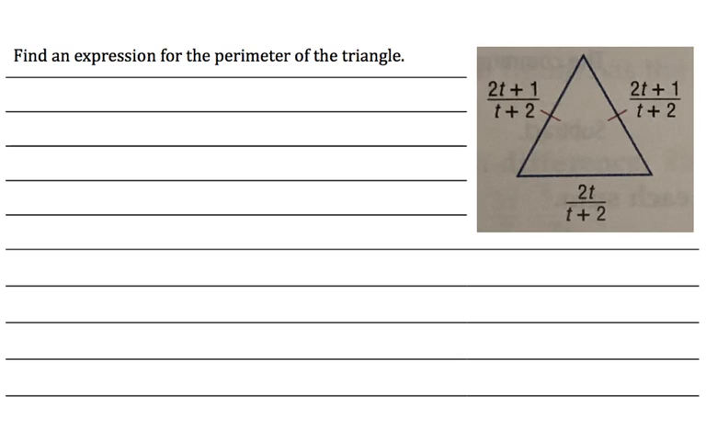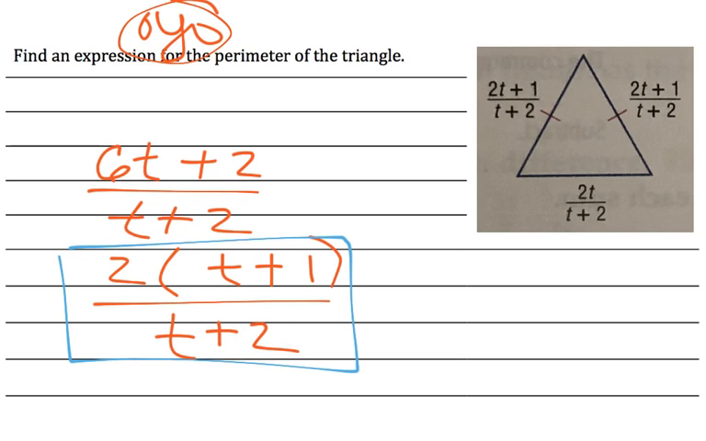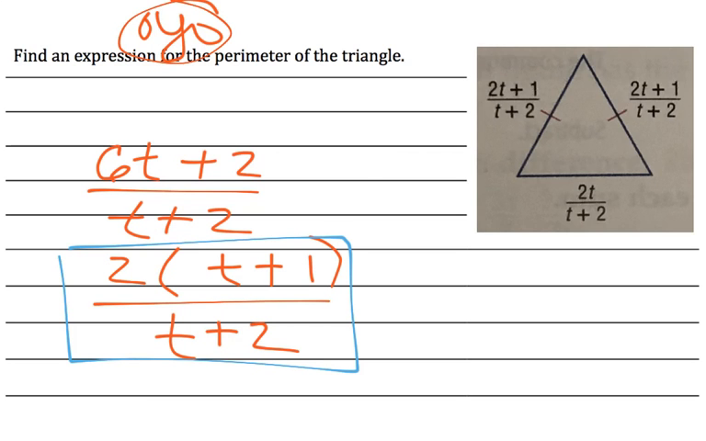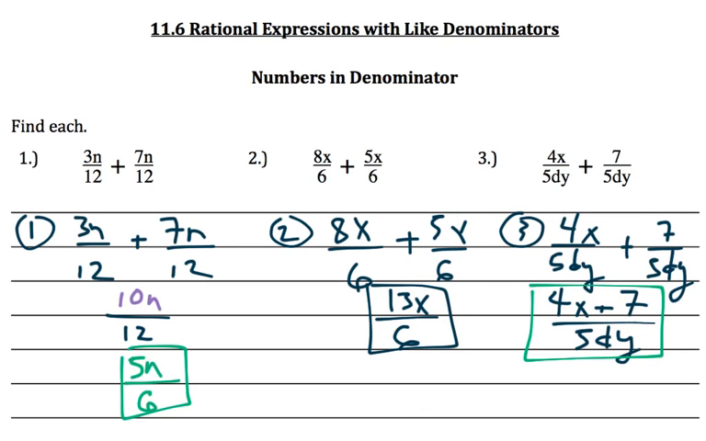I think that I will just put the answer to this one. So treat this as an OYO problem and then check what I get. I got an expression that was 2 times the quantity t plus 1 over t plus 2. This will be the first of 2 videos. The second one will get into subtraction and other things.